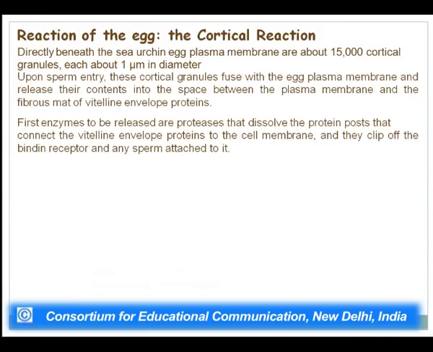So, this cortical granule membrane fusion with the egg membrane releases its contents into the perivitelline space, the space between the vitelline envelope and the egg plasma membrane, and the functions of the enzymes that are released are like these. The first enzymes to be released are the proteases. The proteases dissolve the protein posts that connect the vitelline envelope proteins to the cell membrane, and they also clip off the binding receptor and any sperm attached to it.